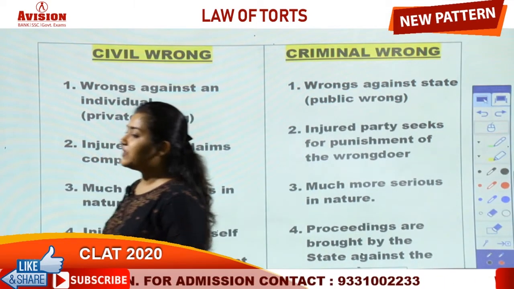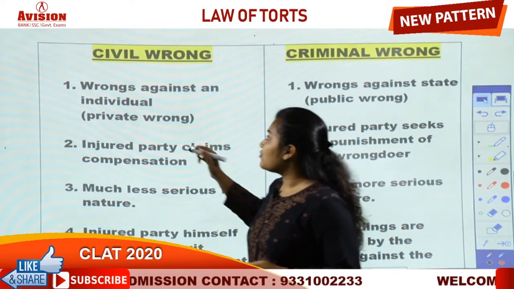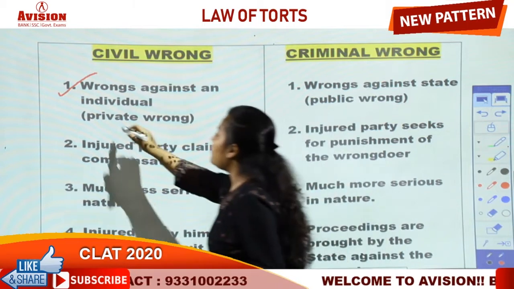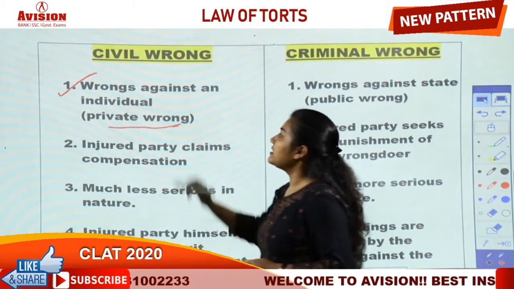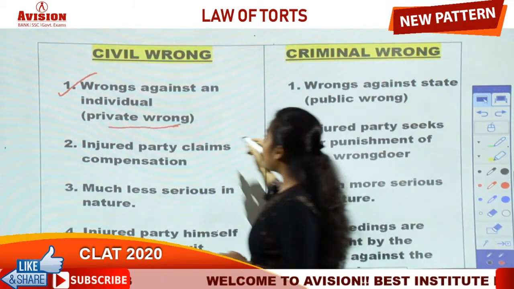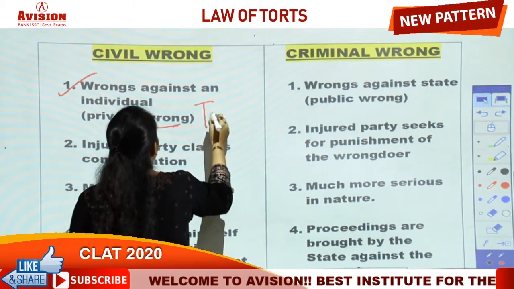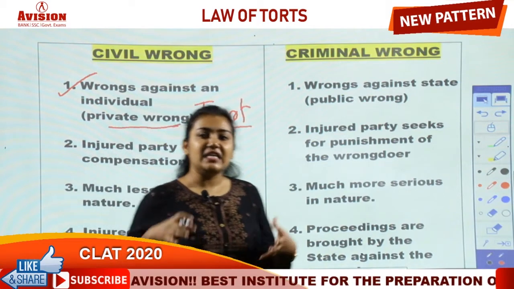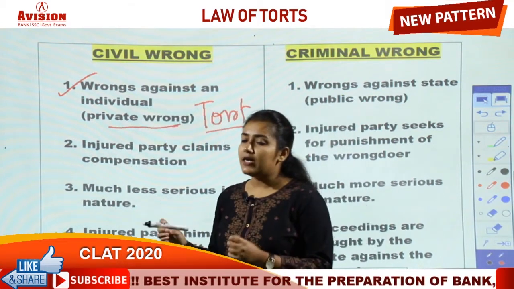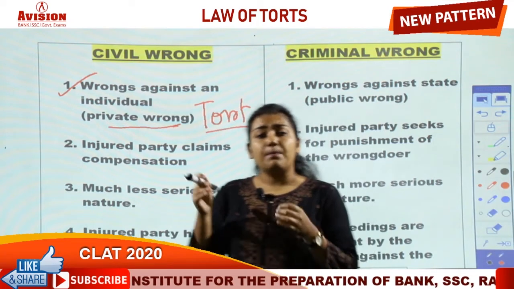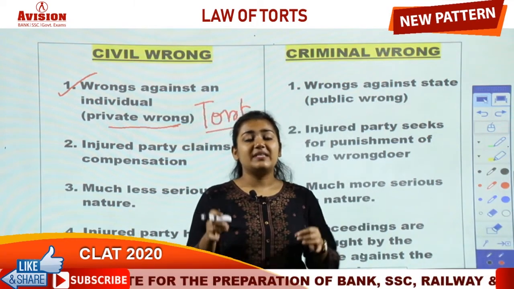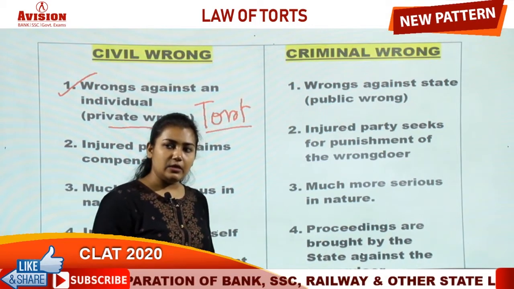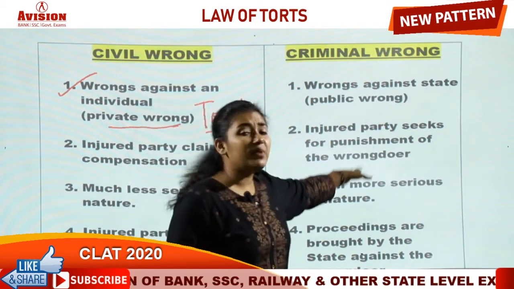Now let us see the difference. What is a civil wrong? A civil wrong is a wrong against an individual. A private wrong can also be said to be a civil wrong. So basically tort is a private wrong. The wrongs that are done against an individual, done to a person, are private wrongs. It is not done to the public or a community or a society. That results in a criminal wrong.